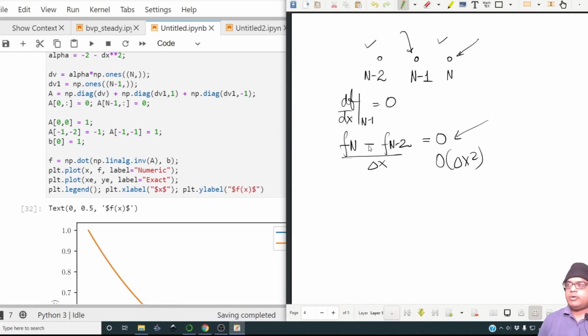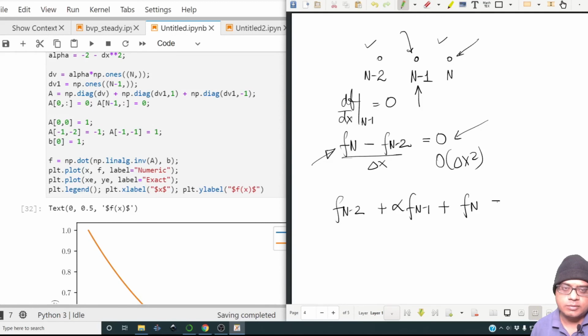But what do I gain with this? I now have introduced an extra node. So I can write down the equation that I had for the interior nodes for the boundary node as well. So now I can have f_{n-2} minus 2 f_{n-1}, or rather plus alpha f_{n-1} plus f_n equal to 0.